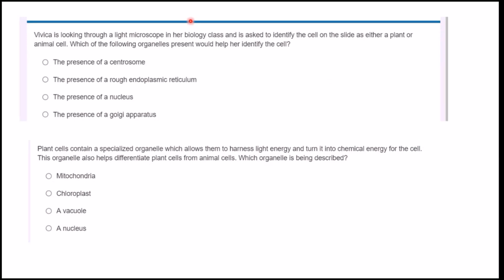Then can anybody read the first question? Vivica is looking through a light microscope in her biology class and is asked to identify the cell on the slide as either a plant or animal cell. Which of the following organelles present would help her identify the cell?